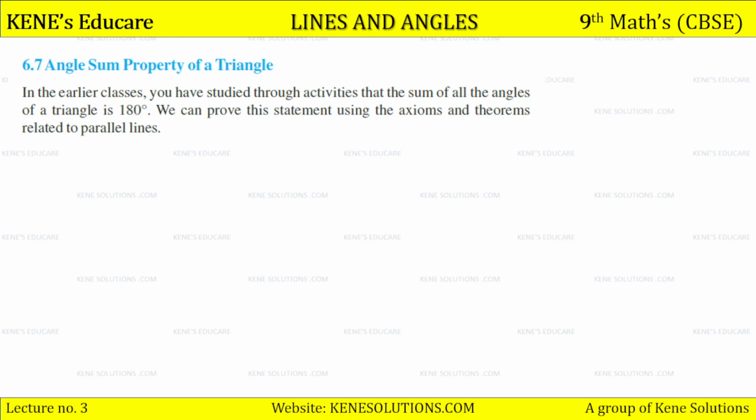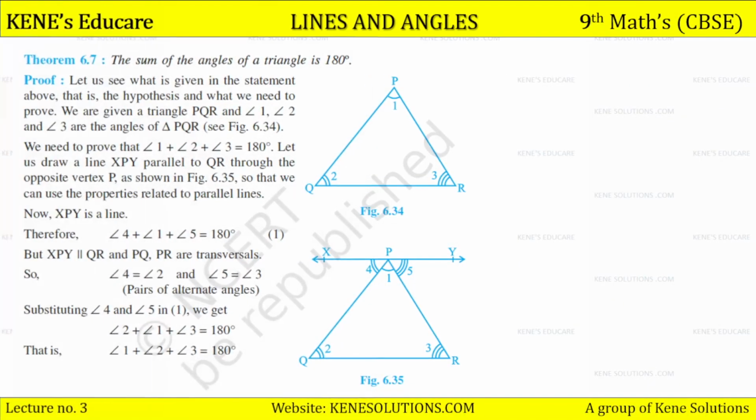We can prove this statement using the axioms and theorems related to parallel lines. The sum of angles of a triangle is 180 degree. Let us see what is given in the statement above, that is the hypothesis, and what we need to be proved. We are given a triangle PQR, and angle 1, angle 2, angle 3 are the angles of triangle PQR. Now we need to prove that angle 1 plus angle 2 plus angle 3 is equal to 180 degree.